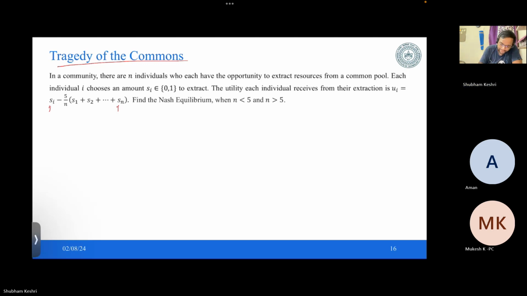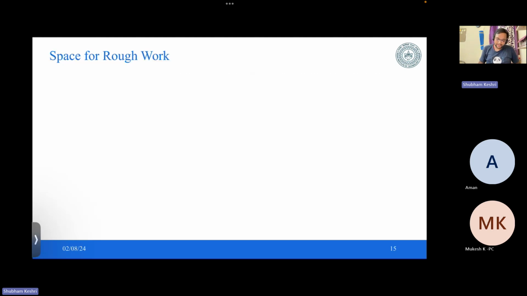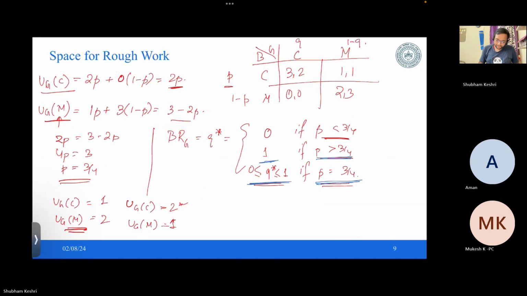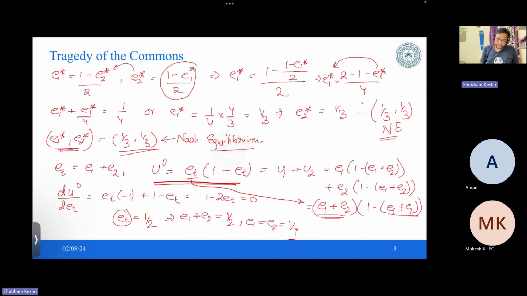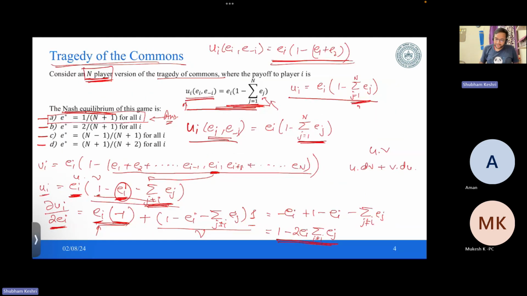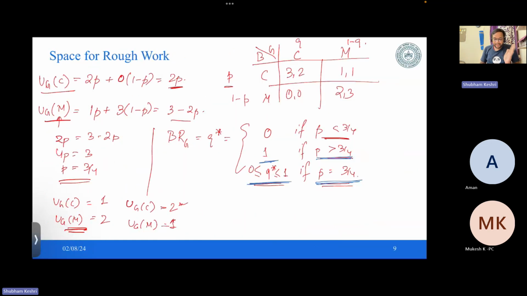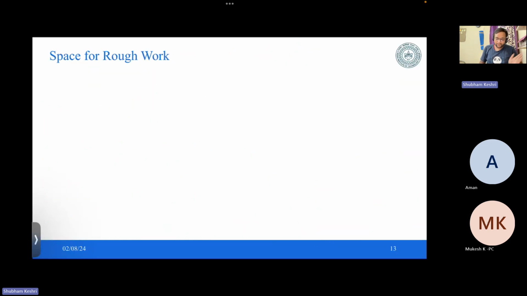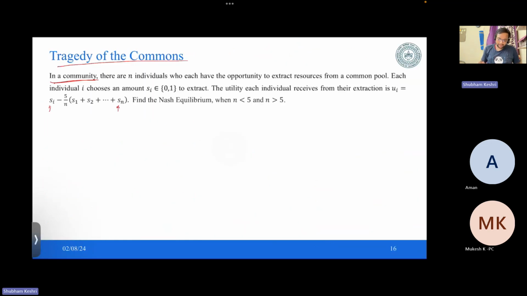All right. So this is a community. If you were not there in the initial part of this discussion, we had discussed Tragedy of Commons with N players. Oh, you had joined that time, right? So this is again the same problem, but the utility is a little bit different from what it was in the earlier part.